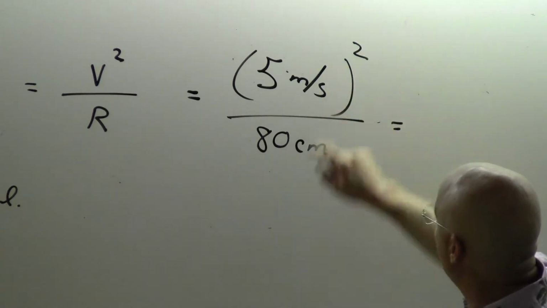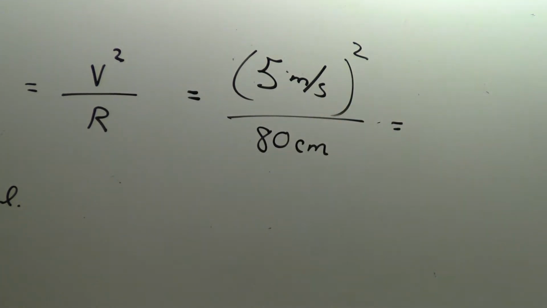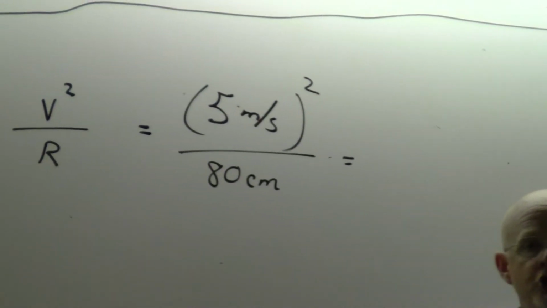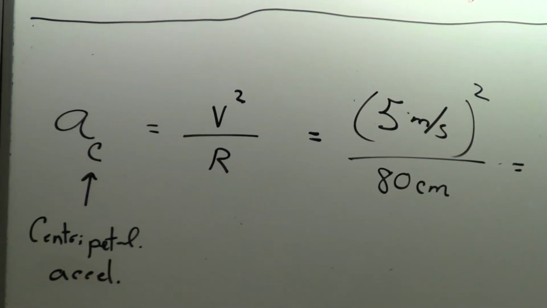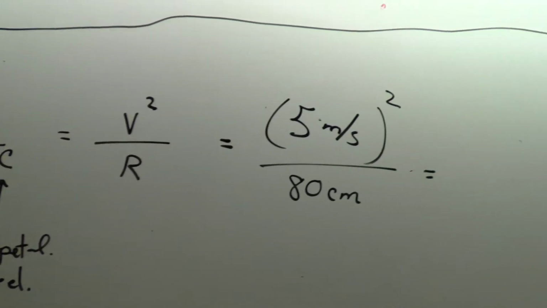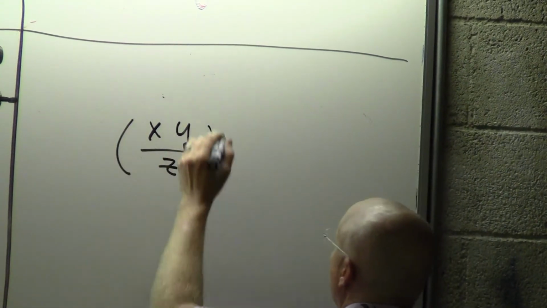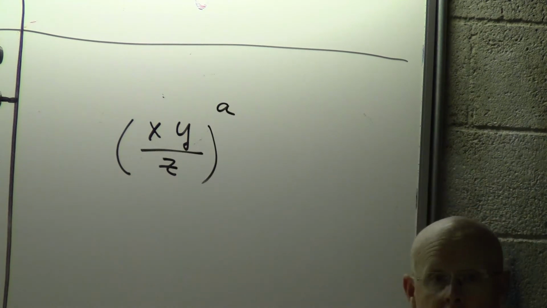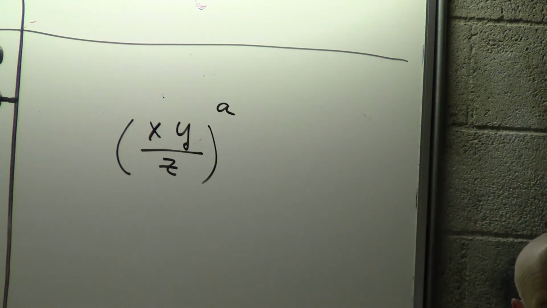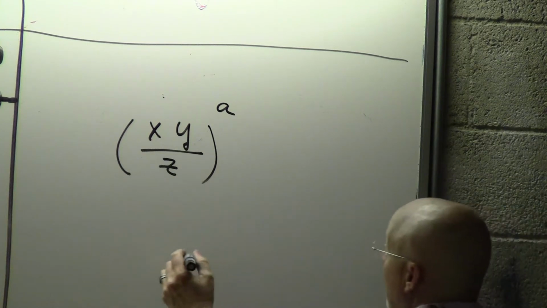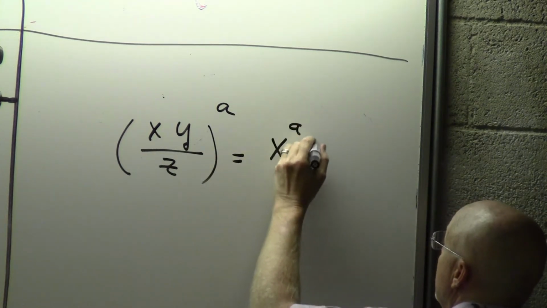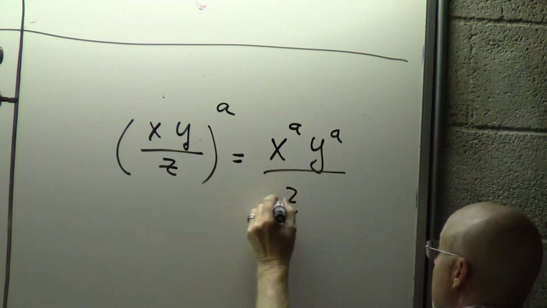Because watch this square one, and let me remind you of your math class. I'll come over here, because what I've been trying to portray to you since the first chapter was when you start working with units, treat the units with the same mathematics you would do with your numbers. And so if I had put x, y over z raised to a power of a, how would you simplify that? Well, this would be x to the a, this would be y to the a, and this would be z to the a.